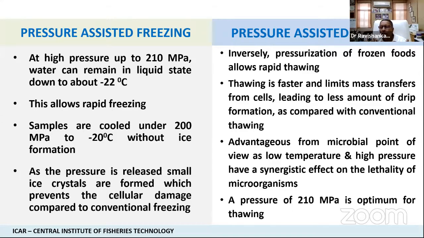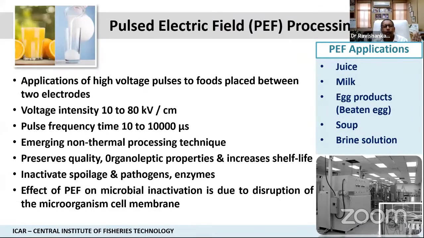When you have a machine like this, you can use it for preservation as well as for freezing and thawing. My friends, thawing, the majority we are doing in running water or we are applying heat. Again, it will have a deleterious effect on the quality of the product. So high pressure can be used both for preservation as well as for freezing and thawing. So this is one good technology.